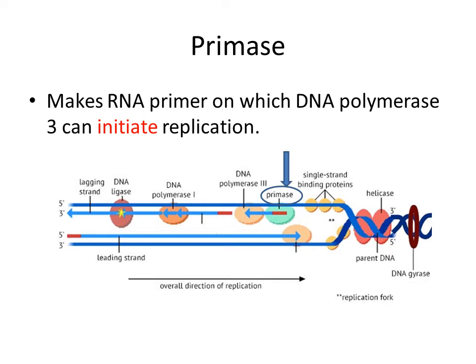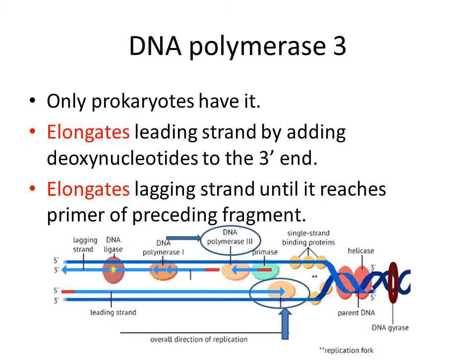You can see the location of primase, which is allowing DNA polymerase 3 to initiate replication. Now we have already mentioned DNA polymerase 3 in the previous slide, so let's now talk about it. Only prokaryotes have it. It elongates the leading strand by adding deoxynucleotides to the 3' end and elongates the lagging strand until it reaches the primer or preceding fragment. Here you can see the preceding fragment of this Okazaki fragment.